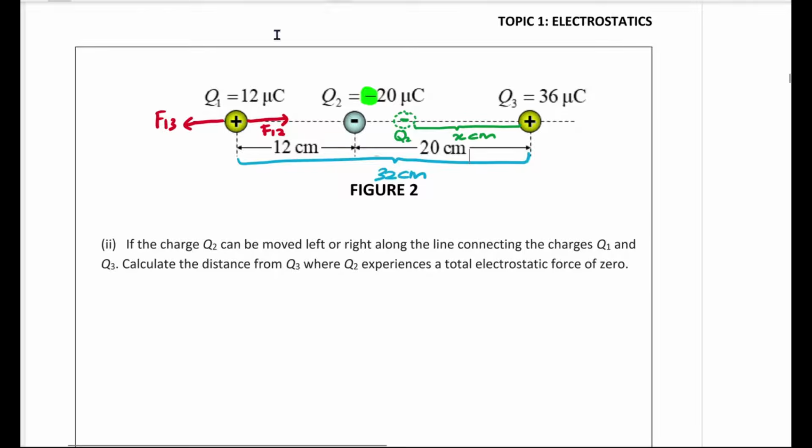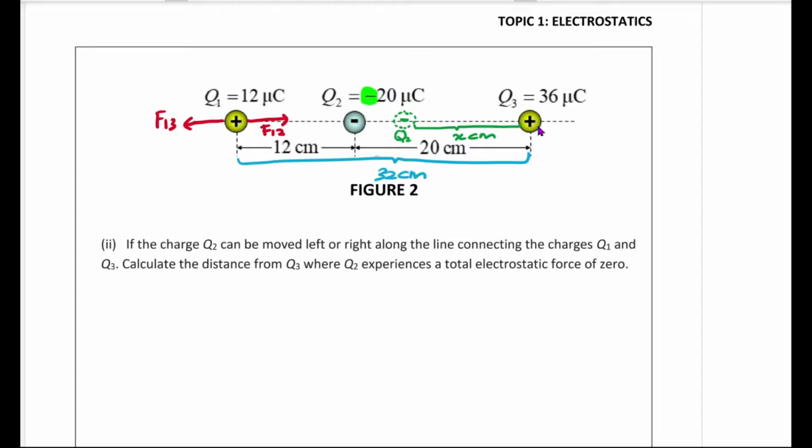Okay, dan soalan minta kita tentukan or kira, calculate the distance from Q3. Okay, from Q3 ni kita nak ukur where the total force on Q2 is equal to 0. So we put this as X centimeter. Okay, and the remaining distance here, between Q2 and Q1, Q2 and Q1 should be apa?